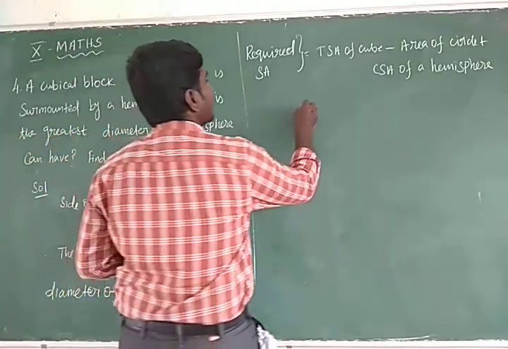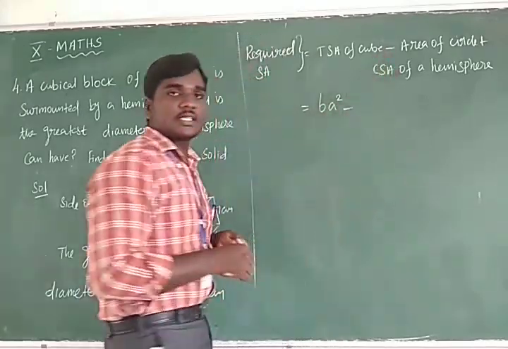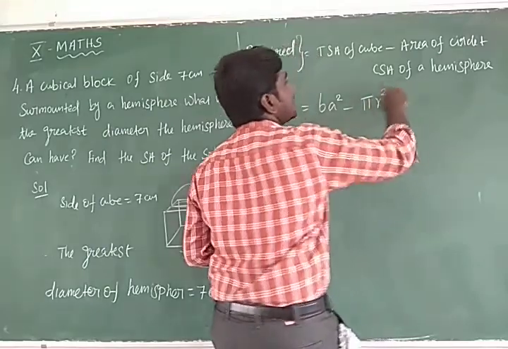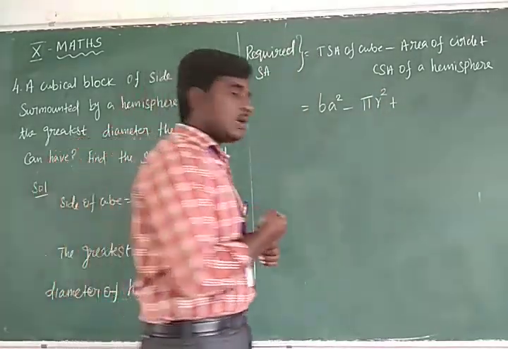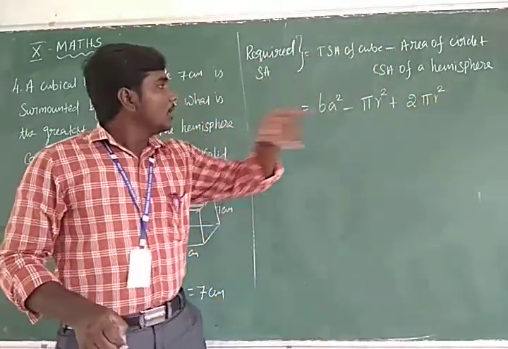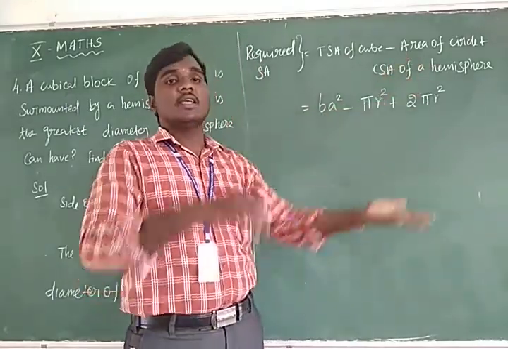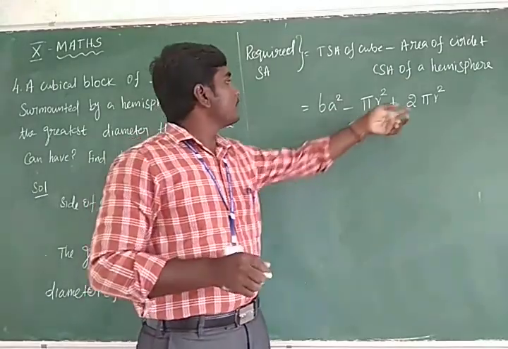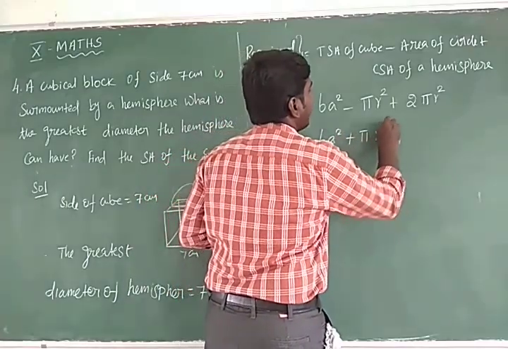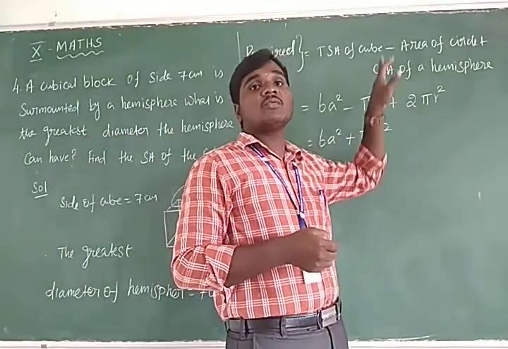First you write the formula. Total surface area of cube is equal to 6a square minus area of circle, πr square, plus curved surface area of hemisphere, 2πr square. Here both have the same radius. It is the radius of the circle. The circle is the bottom of the hemisphere. Then here 2πr square. So 6a square plus πr square. We can write it: minus πr square plus 2πr square. Radius values are same.